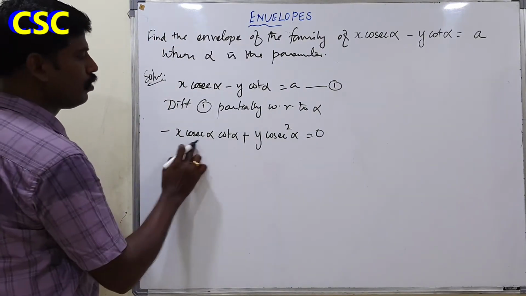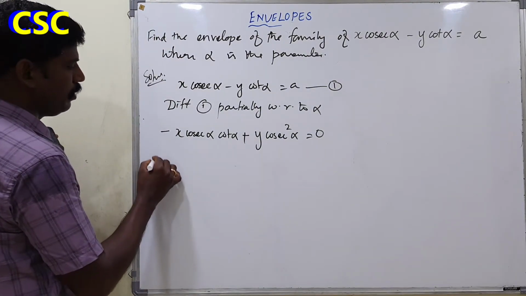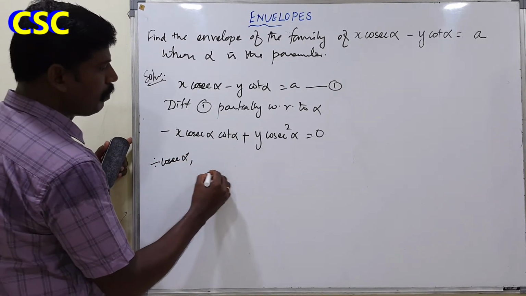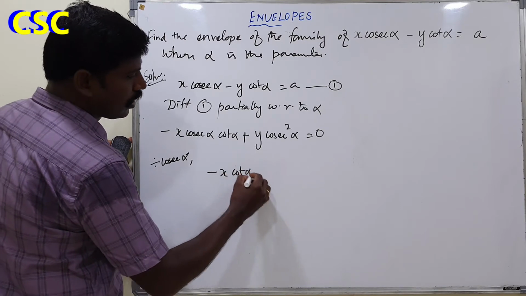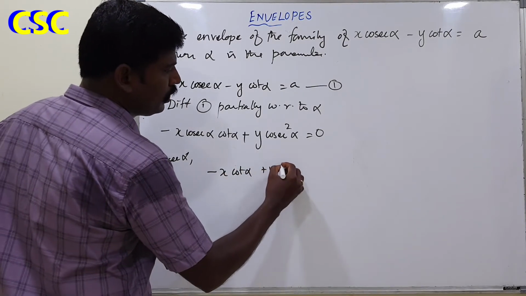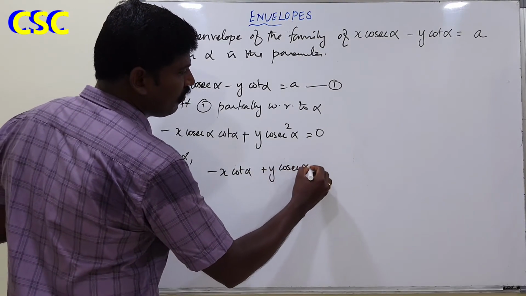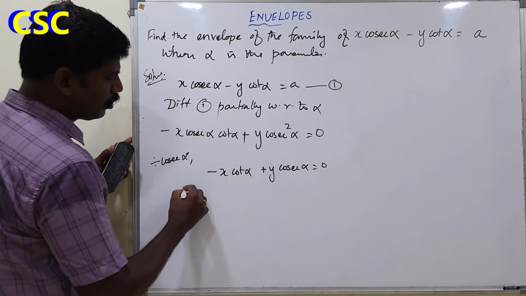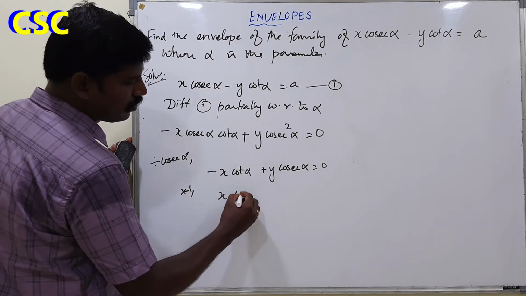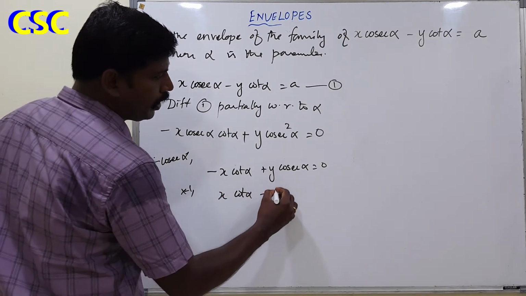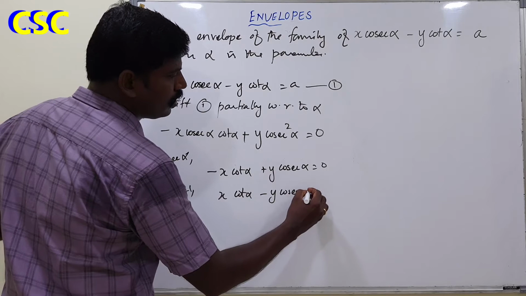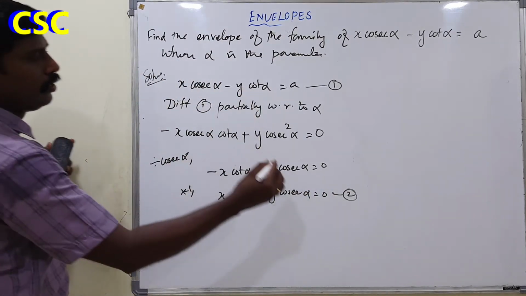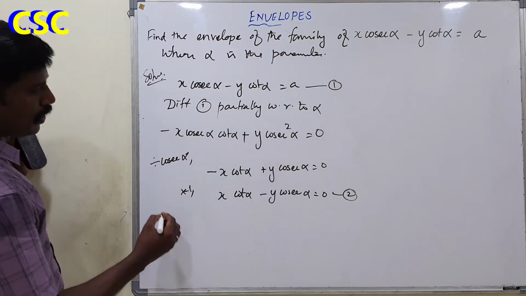In both of the two terms cosecant square alpha is common, so dividing by cosecant alpha, what will you get? Minus x cot alpha plus y into cosecant alpha equal to 0. Multiplying by minus 1, we get x cot alpha minus y cosecant alpha equal to 0, called equation number 2. That's all. Now 1 square plus 2 square would give the answer.